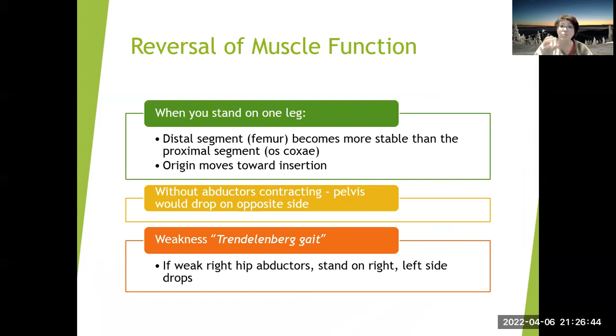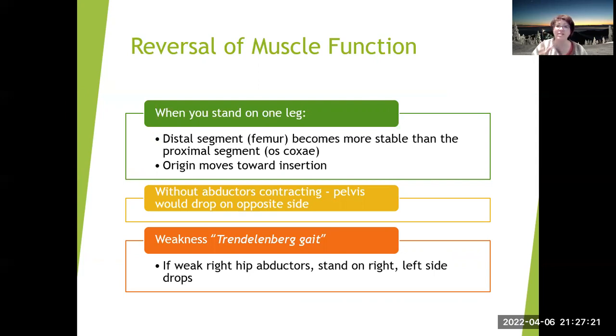So when you stand on one leg, the distal segment of the femur becomes more stable than the proximal segment. So the origin moves towards the insertion. So in closed chain, the distal segment is more stable. So without the abductors contracting, the pelvis would drop to the opposite side. And so the weakness of those abductors is called Trendelenburg gait. So if you have weak hip abductors on the right, standing on the right, the left side drops.